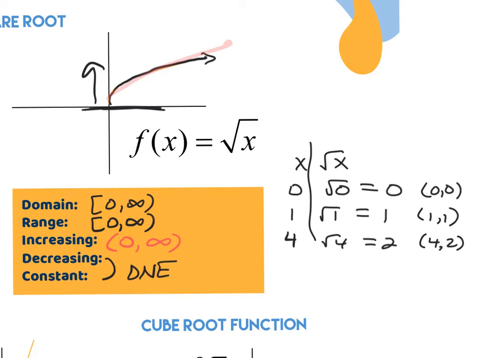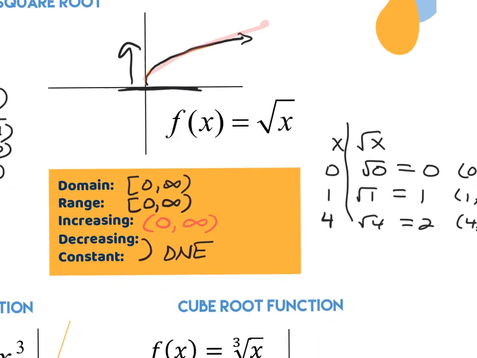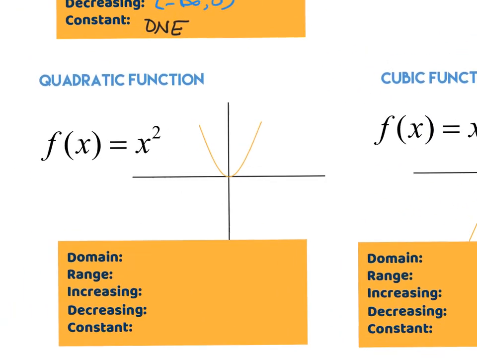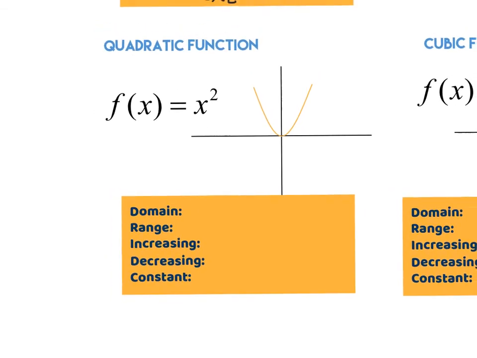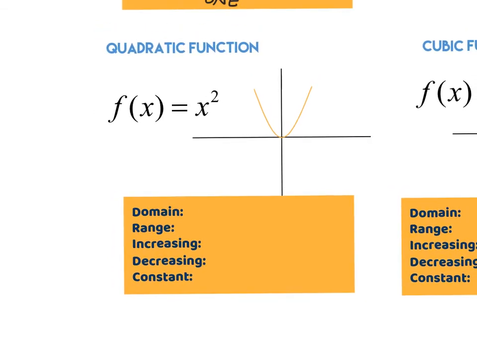So the next parent function we're going to look at is the x squared graph, or the quadratic. Anytime you have an x squared in your equation, your graph is going to be a U-shape or an upside down U-shape. For example, if it were a negative x squared, then it would be an upside down U. Notice here, this would be eventually getting bigger and bigger, a bigger and bigger U. So the domain here is all real numbers.